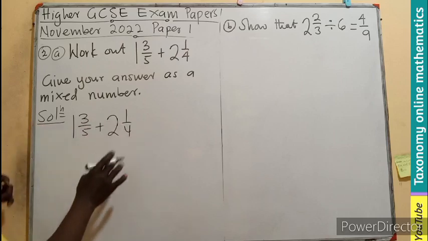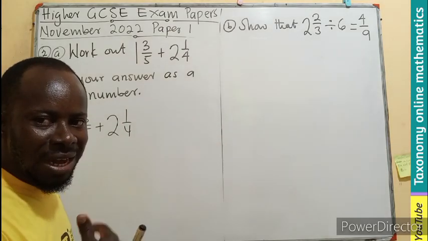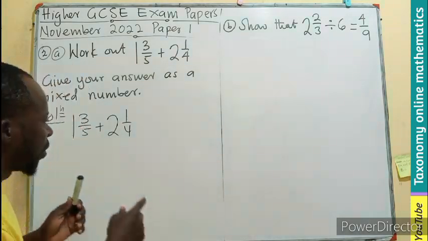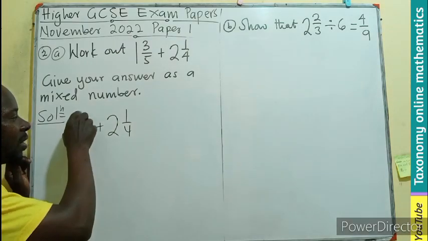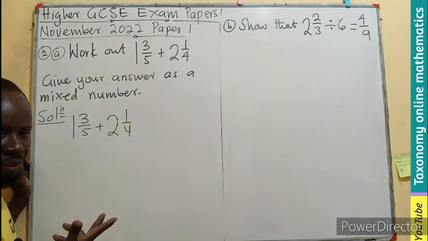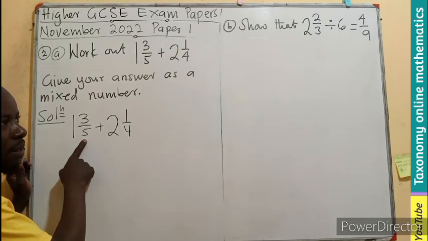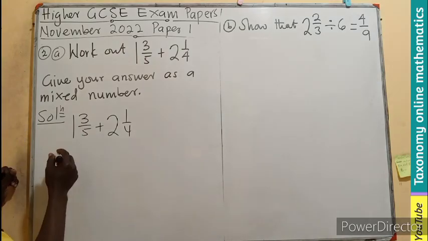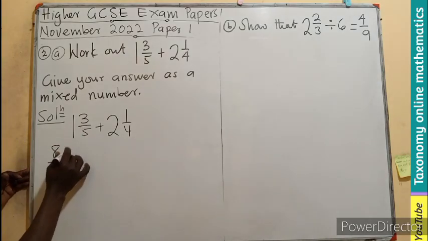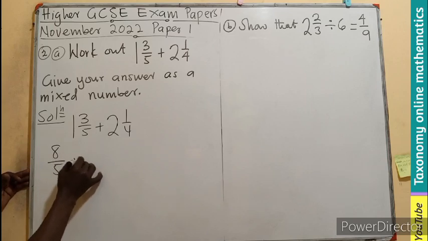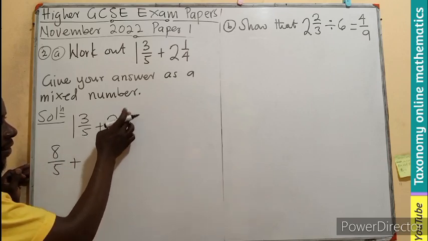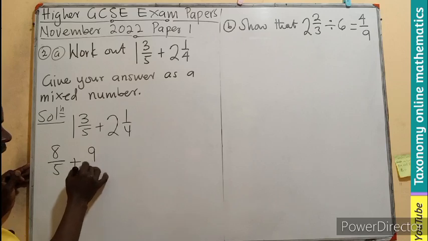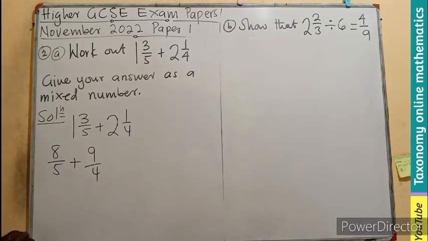We need to convert the mixed fractions into improper fractions using the whole number to multiply the denominator, then add on the numerator. So 1 times 5, 5 plus 3, that will give us 8 divided by the same denominator. Whole number times denominator, that's 2 times 4, 8, plus 1, 9 divided by 4.